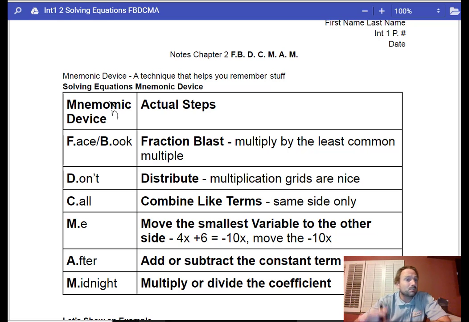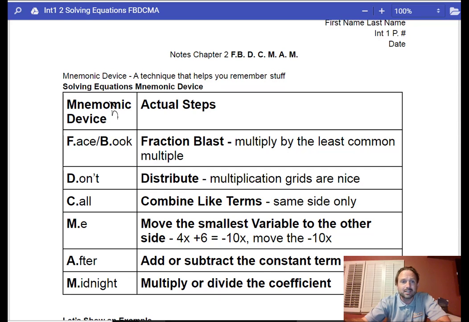Next, combine like terms if they're on the same side. Finally, move the smallest variable to the other side. So if you have negative 4x plus 6 is equal to negative 10x, move that negative 10x to the other side by adding 10x to both sides. After that, add or subtract the constant term. And finally, midnight, multiply or divide the coefficient.